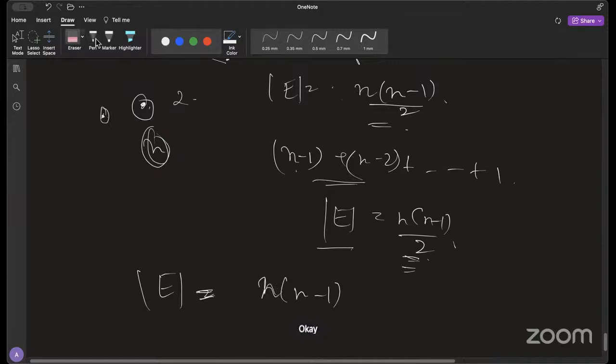Okay. So this is for an undirected graph, and this is for a directed graph.